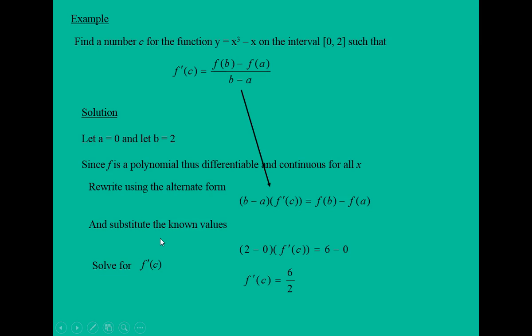Well, what does f prime of c mean? f prime is the derivative of our function evaluated at c. So if we took the derivative of our function, we would get 3x squared minus 1. And then we plug c in for our x's to get 3c squared minus 1. And then we can set 3c squared minus 1 equal to 3 and solve for c.